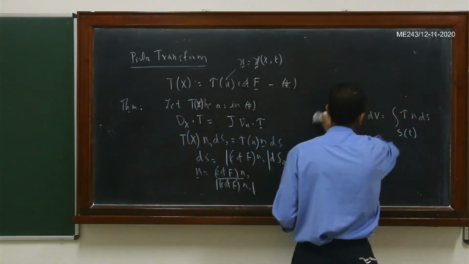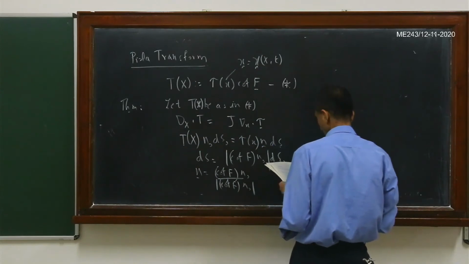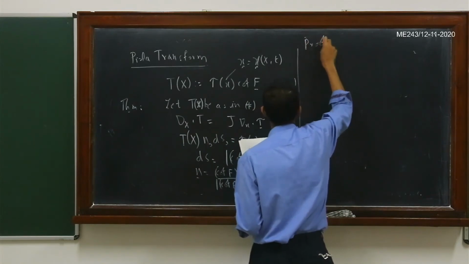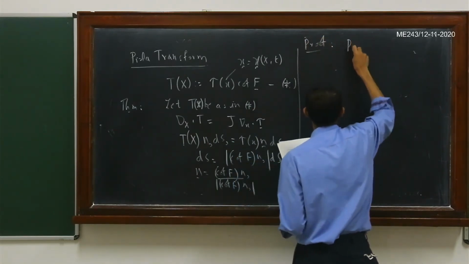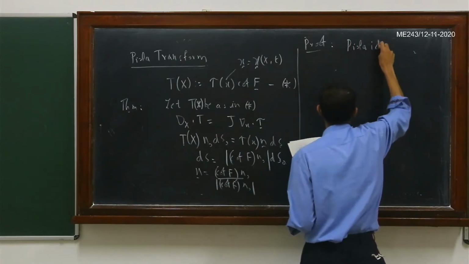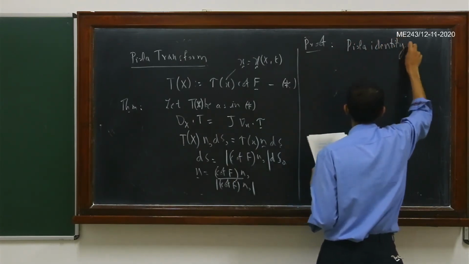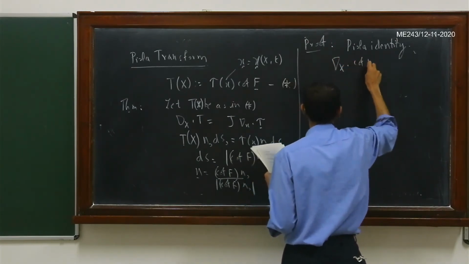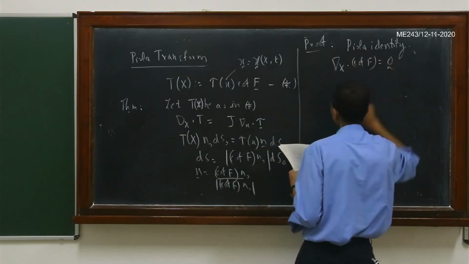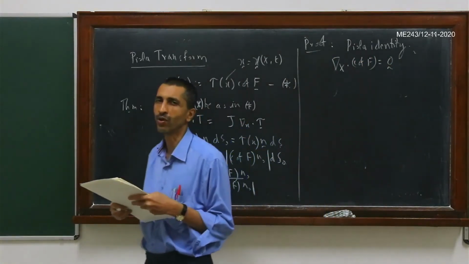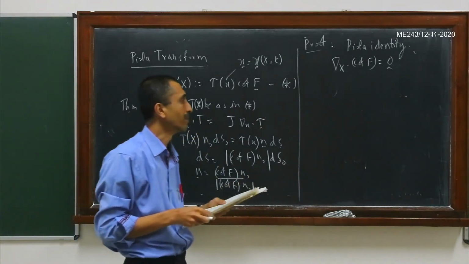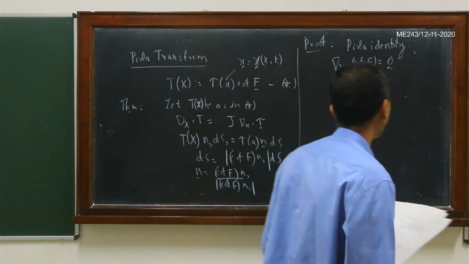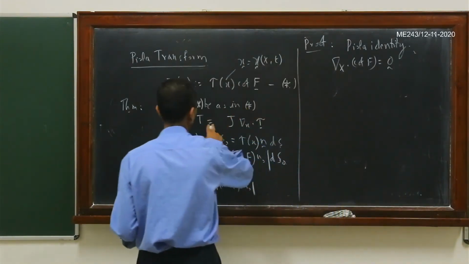So first we will prove what is known as the Piola identity. So proof. So first we will prove the Piola identity. So that says that del X dot cofactor F is equal to 0. Right? So this is not a very intuitively obvious relation, but we will show this first and then use this Piola identity to find the relation between the divergences. So that means this particular relation here.